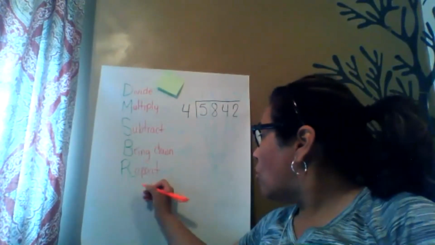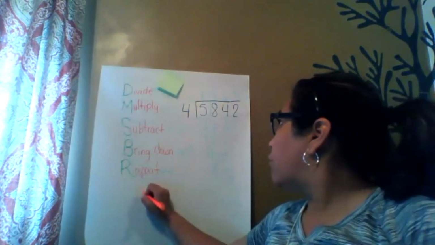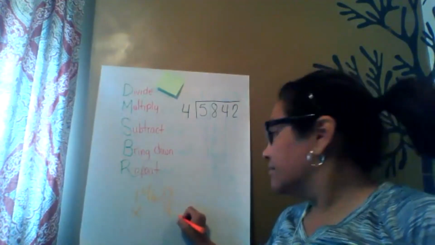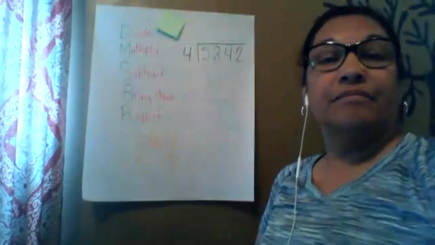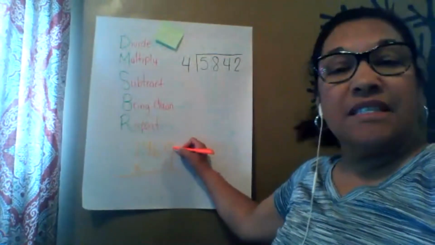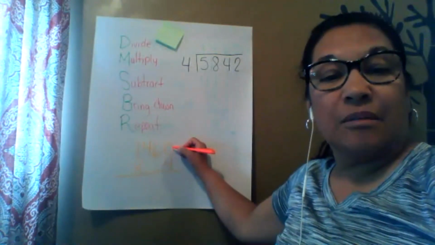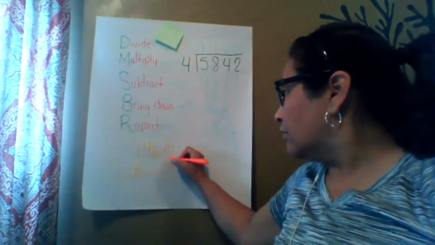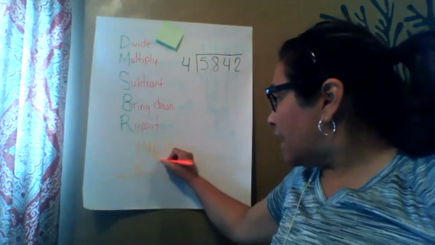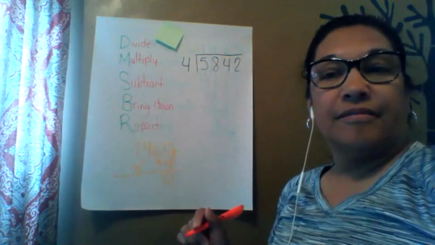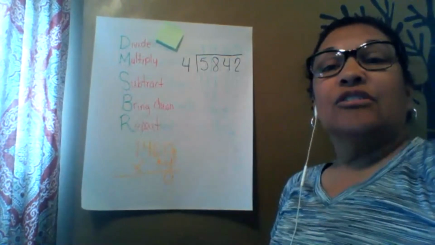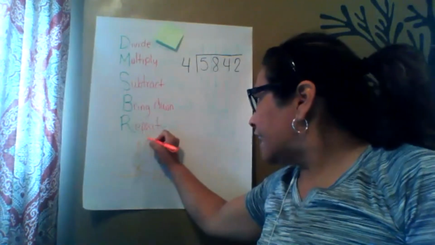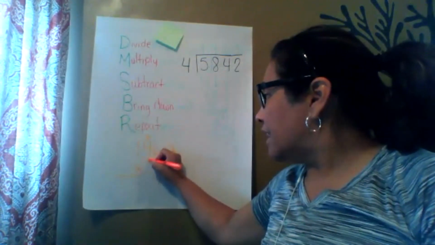So I'm going to take 1,460 times what? 4, isn't it? What's 4 times 0? Somebody show me. Good job, AJ. Good job, Turner. 0. What's 4 times 6? 24. Good. Put my 4, carry my 2. We're going to the 100 spot.